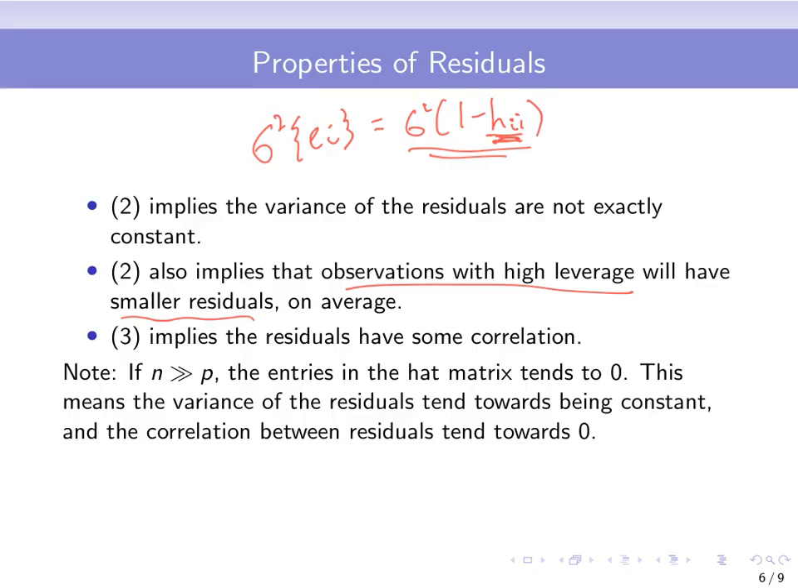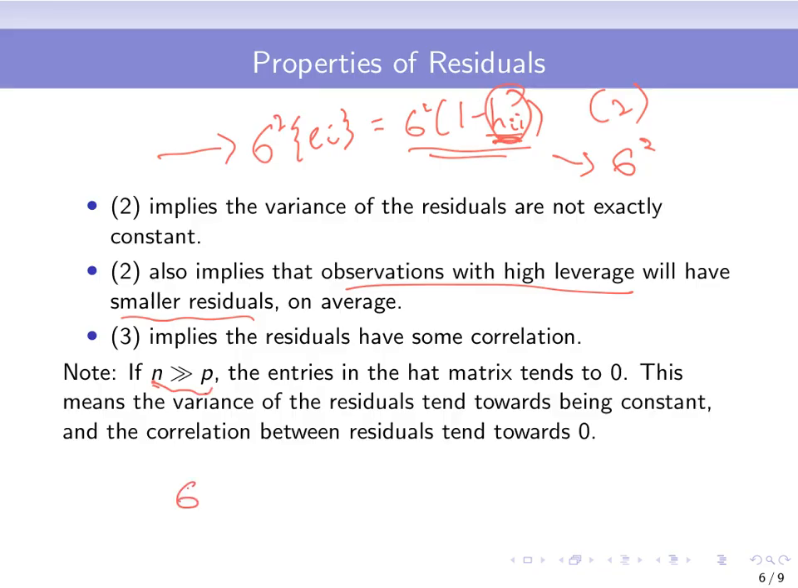Equation 3 implies the residuals have some correlation. Now note the following. If your sample size is a lot bigger than the number of parameters you have, then the entries in your hat matrix tend towards 0. That means in the variance formula, equation 2, if H_ii tends to 0, then this term tends towards the constant sigma square.